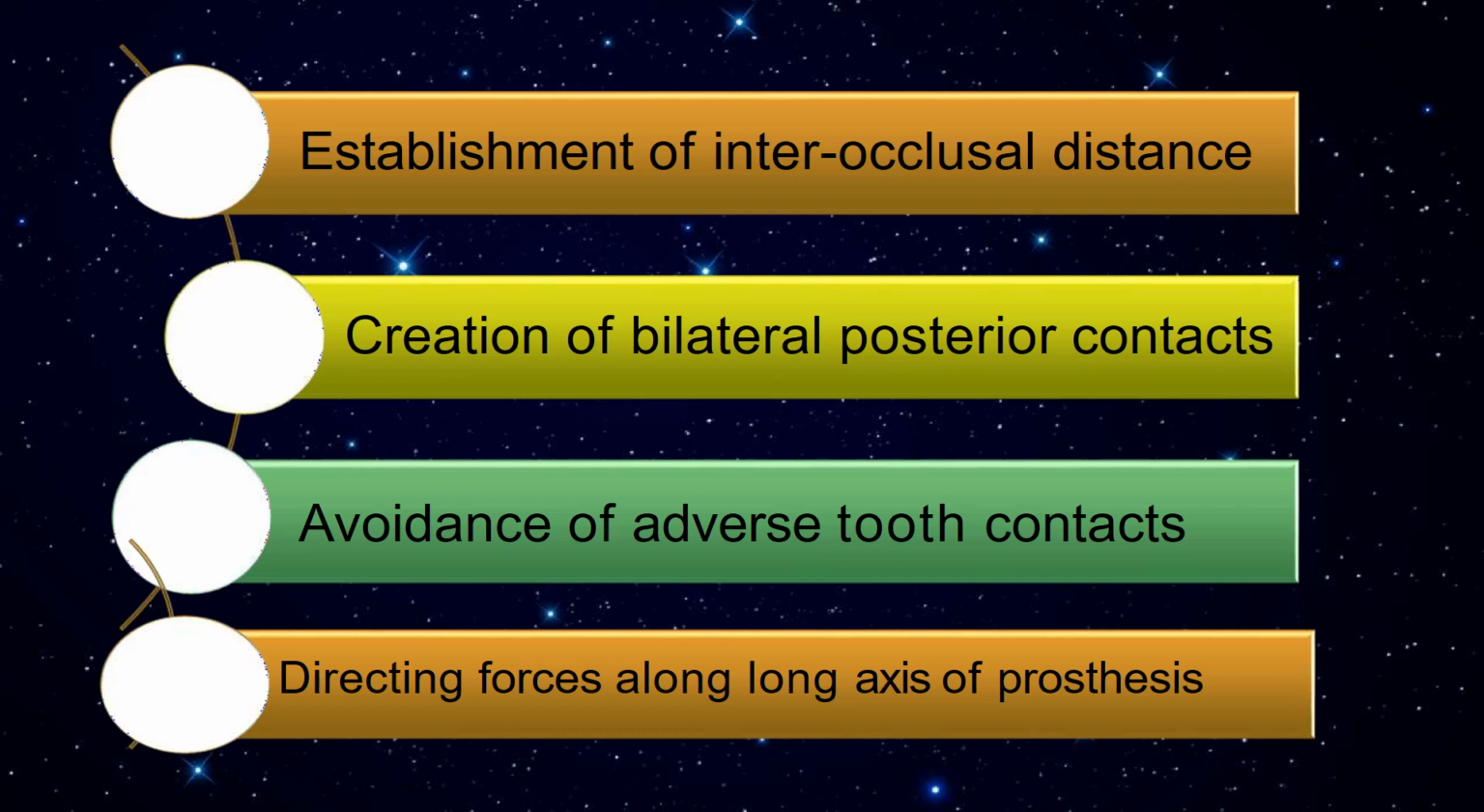The various objectives of a single complete denture are, first, to establish the correct interocclusal distance, because most often, with many teeth missing in the opposing arch and complete loss of teeth in one arch, there is inevitably some loss of vertical dimension. The second objective is to create bilateral posterior stable contacts. The third objective is to avoid any adverse tooth contacts such as deep bite and cross bite. We should construct the denture in such a way that we are able to direct the forces along the long axis of the denture.